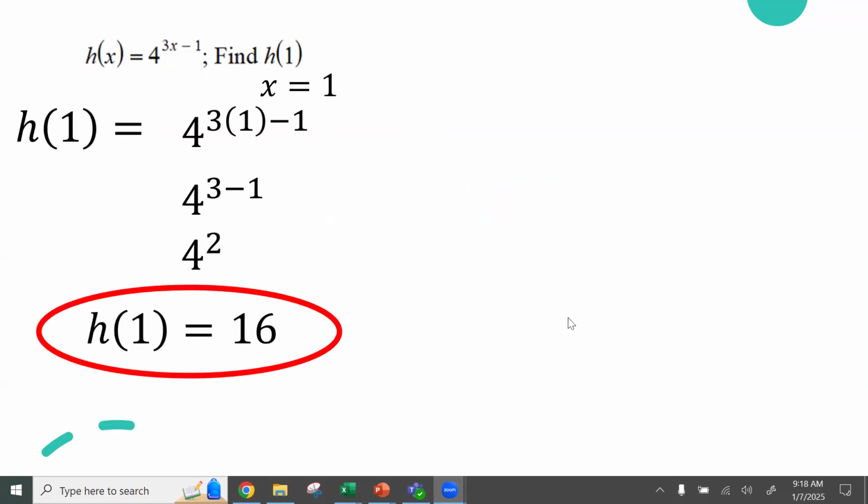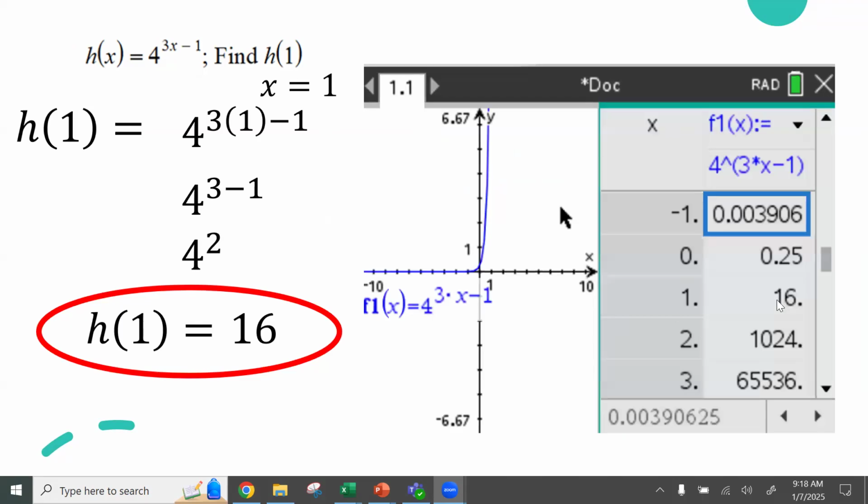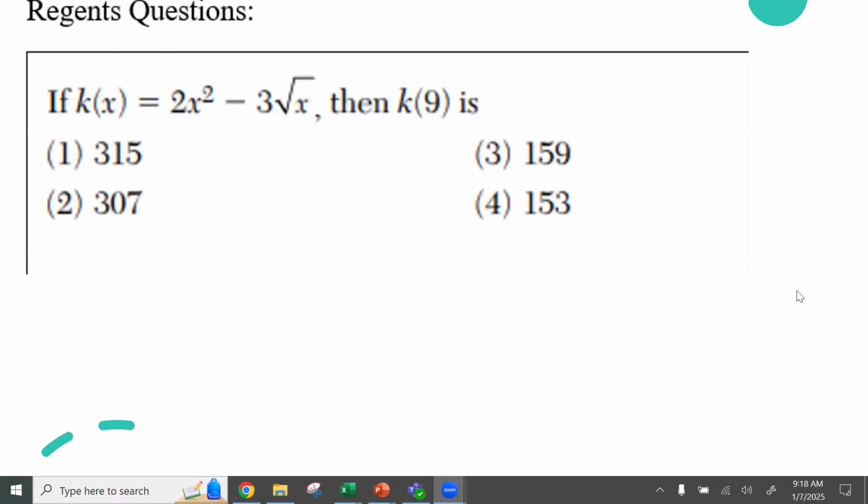Again, use your graphing calculator if that's not good for you. Boom. Oh, look, it does give me 16. Okay, Regents question. Go ahead and pause this video and try one of the methods. I don't care which one, as long as it works. Go for it.